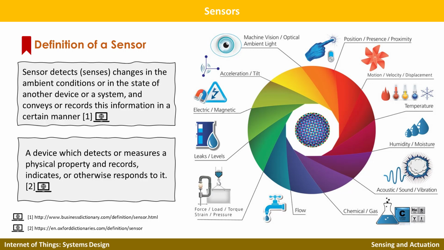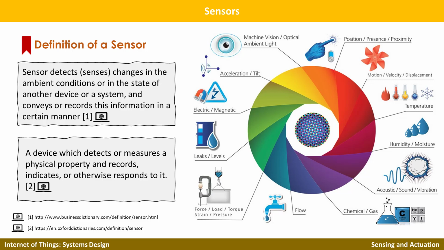In this section, we are going to talk about sensors in detail. First, let me introduce the definition of a sensor. A sensor detects changes in the ambient conditions or in the state of another device or a system and conveys or records this information in a certain manner. So that is the first definition of sensors.